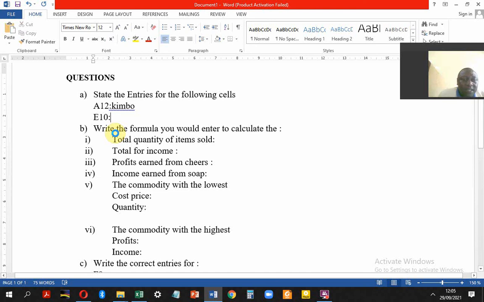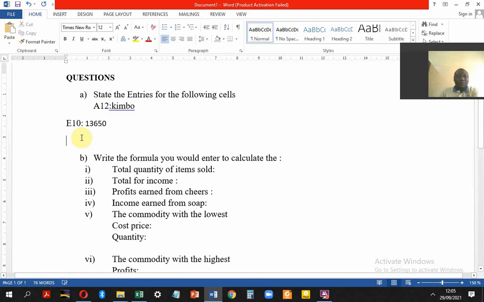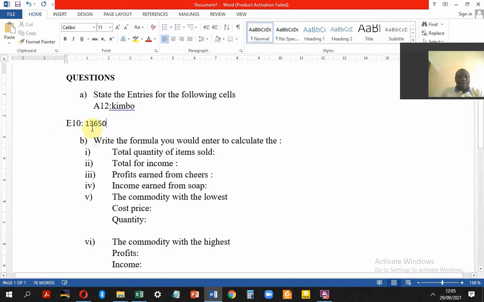Then the next thing is write the formula you would enter to calculate the one. Remember we said our answers should be red, so we make it red. Even this one here, we make it red.